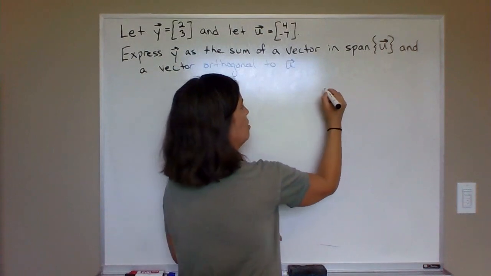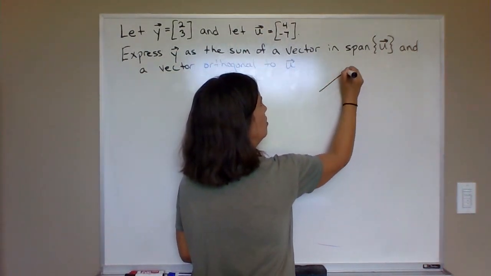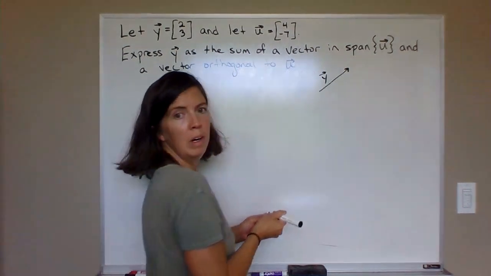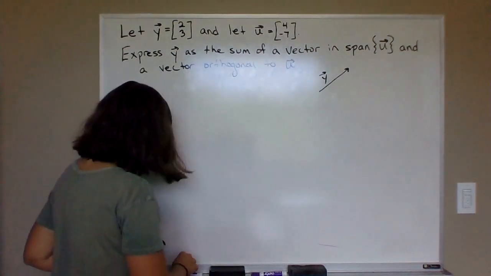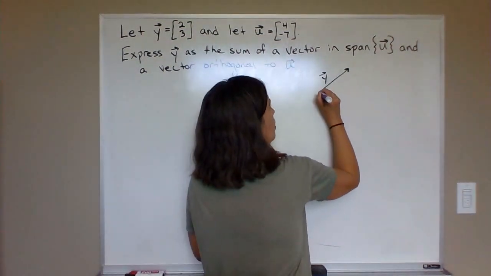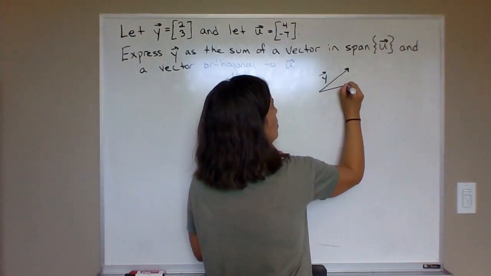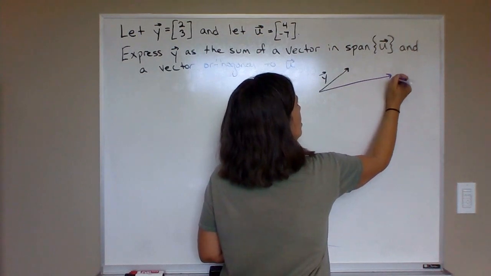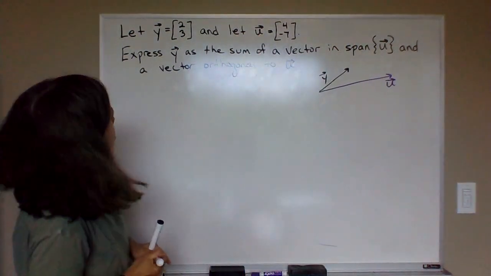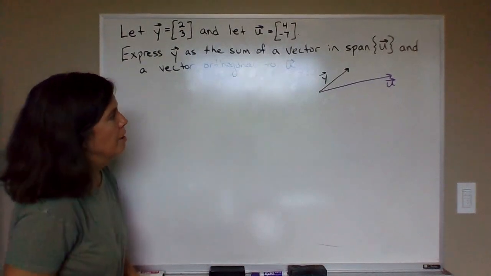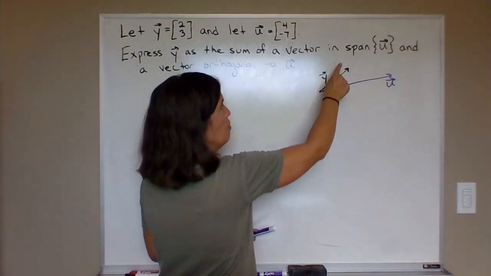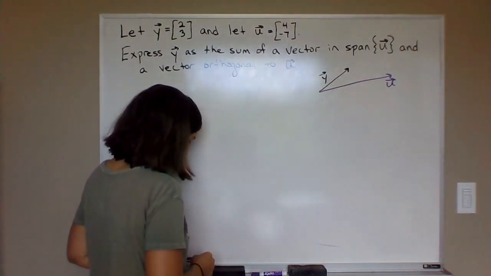So I'm just going to draw a random vector and call this y. So here's this vector y, and we want to write it. Let me draw another random vector. I'll make this one longer. So let's call this vector u. It looks like it'd be longer, 4, -7. Where we want to express y as the sum of a vector in the span of u.